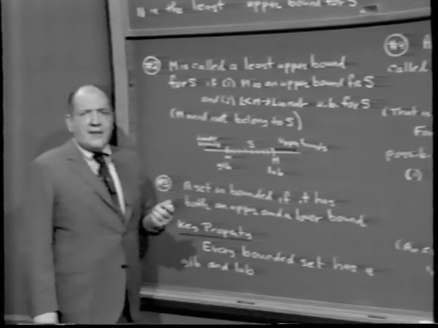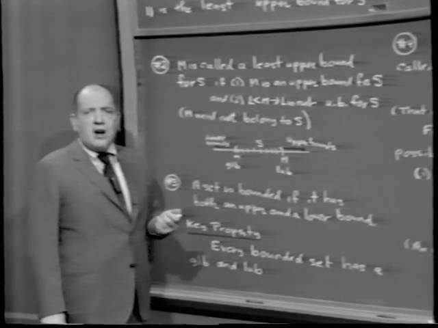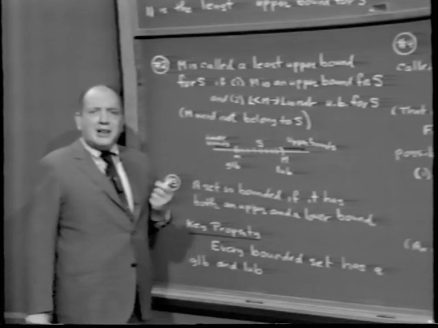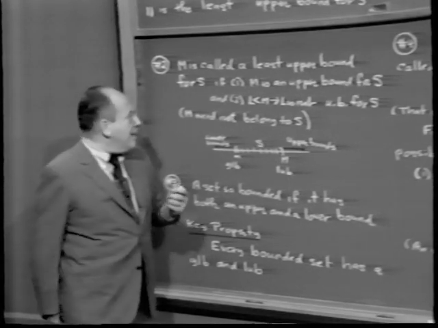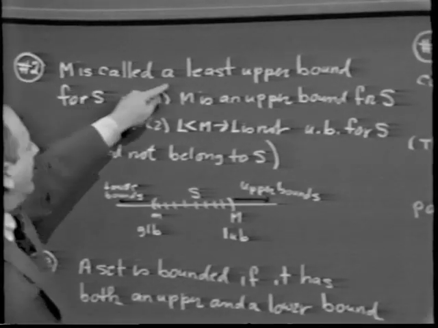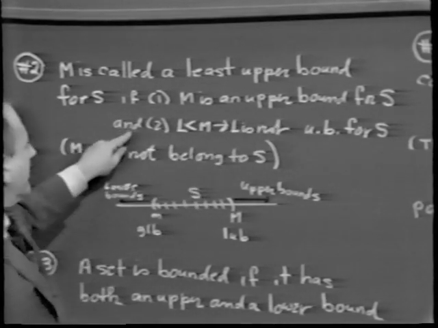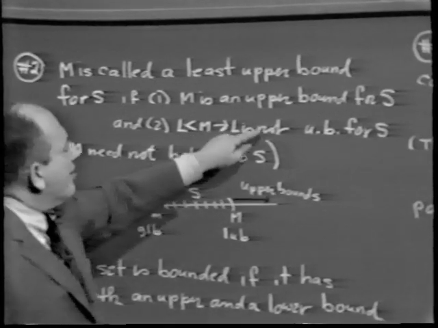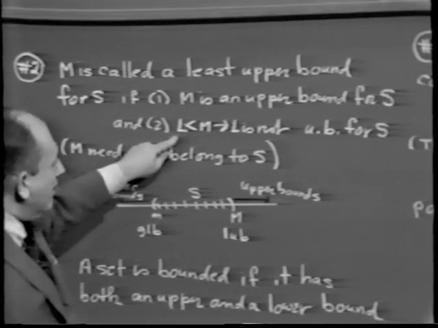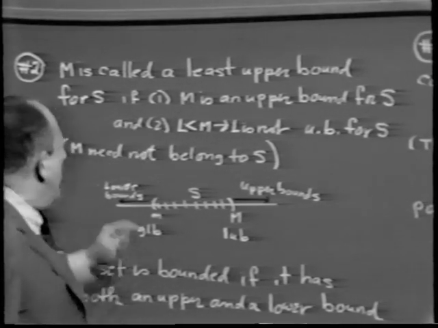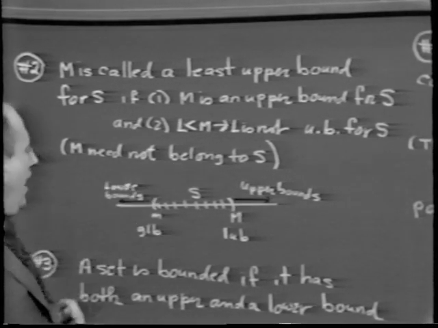By the way, observe that in the interest of brevity I have left out the corresponding definitions for lower bounds, but they are quite analogous. In other words, a lower bound for S would be a number that was less than or equal to each member in S. At any rate, M is called a least upper bound for S if, first of all, M is an upper bound for S, and secondly, if L is less than M, L is not an upper bound for S. In other words, least upper bound means what? Anything smaller cannot be an upper bound. Notice, in terms of our previous remark, that the least upper bound need not belong to S.